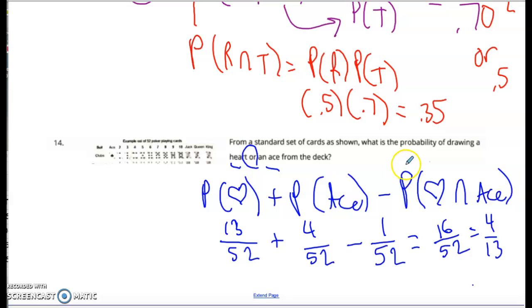So those are the 4 problems that were missed most frequently. And 2 and 14 are very similar. You have to subtract this overlap because there is an overlap. And 13 and 11 were both conditional probabilities that required you to know that formula and be able to apply it.